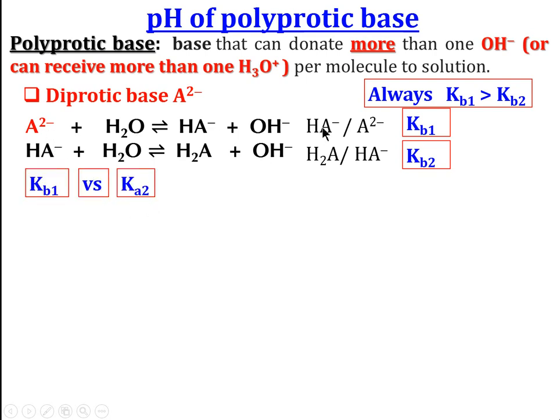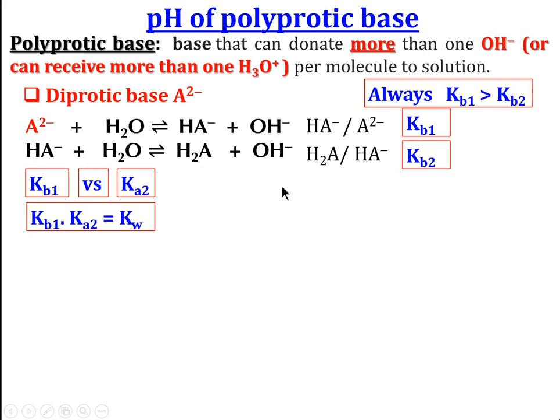So reaction 1 is characterized by Kb1, and for the couple HA minus, A2 minus, we have a value Ka2. So Kb1 is versus Ka2, and Kb1 times Ka2 is equal to Kw. Ka of the couple and Kb of the same couple are related according to Kw.